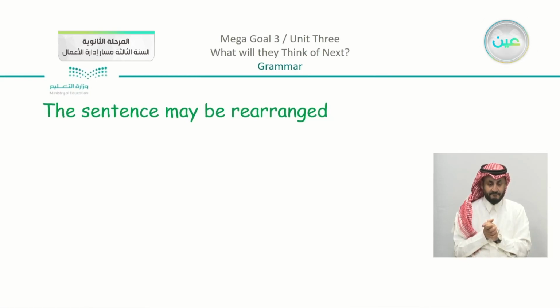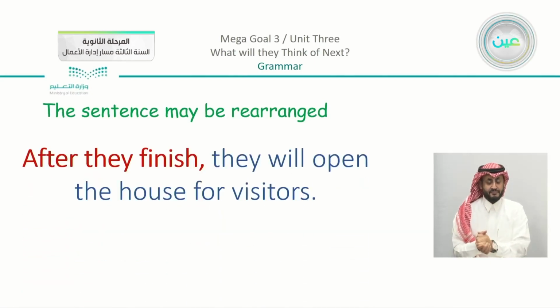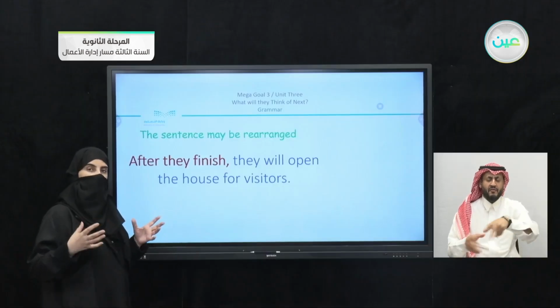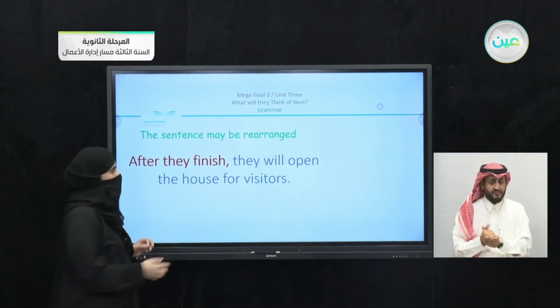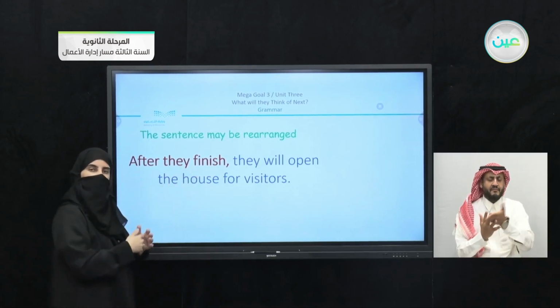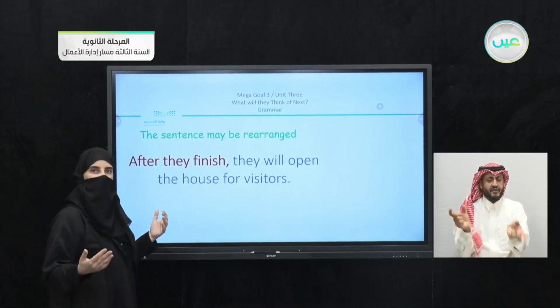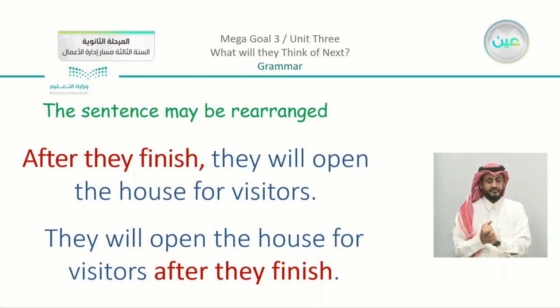Okay, now just to point out that the sentence may be arranged, or rearranged, sorry. Now we have here the sentence is going to be, after they finish, they will open the house for visitors. If you notice that all the sentences, we had the time clause at the very beginning. And how do we know that it is a clause? Because we have here the comma. So this is going to be the part of the sentence and the other. You can just rearrange it. How can we rearrange? We can write it another way, saying that they will open the house for visitors after they finish.